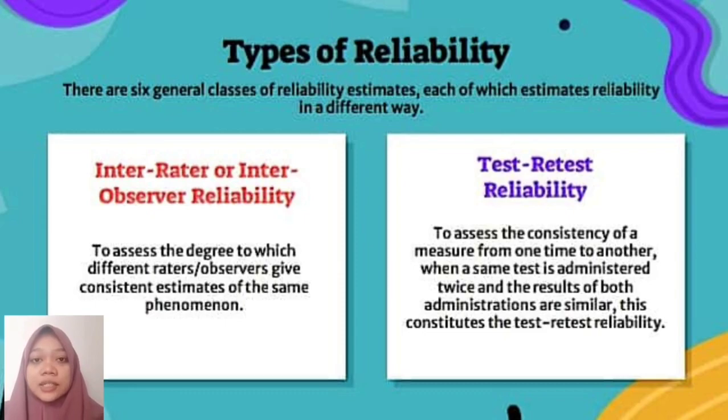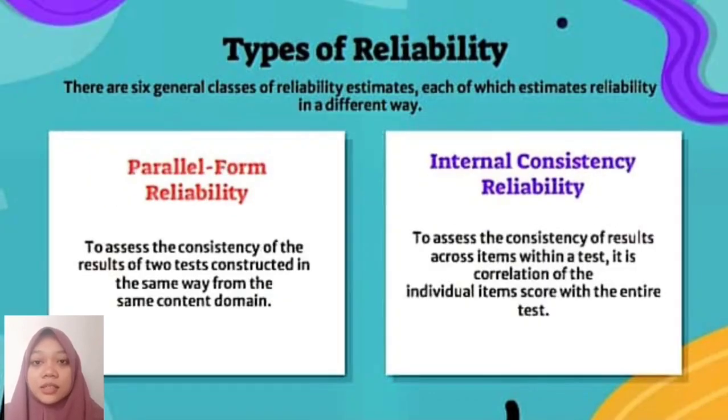Second, test-retest reliability, to assess the consistency of a measure from one time to another, when the same test is administered twice and the results of both administrations are similar. This constitutes the test-retest reliability. Students may remember what was measured after the first administration, which creates a problem for test-retest reliability.